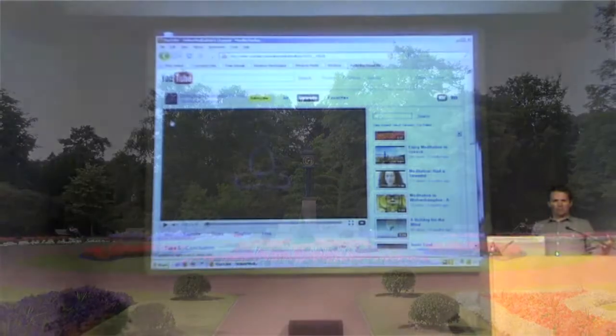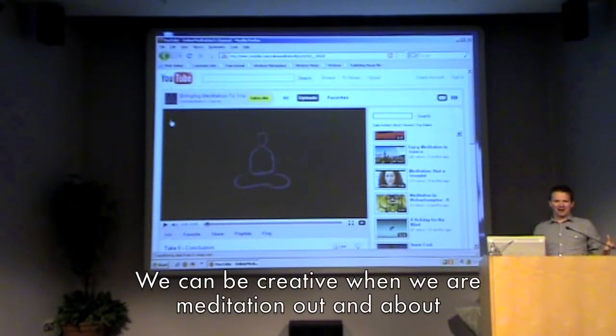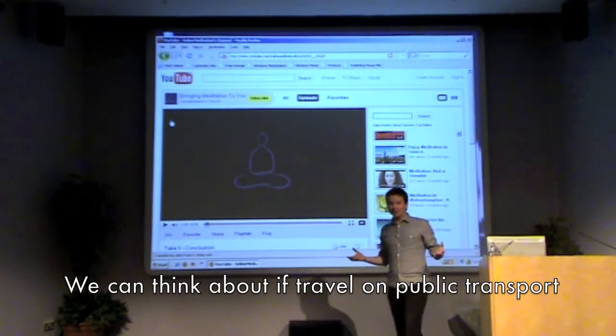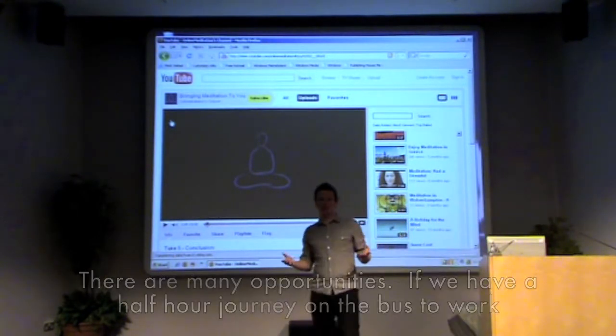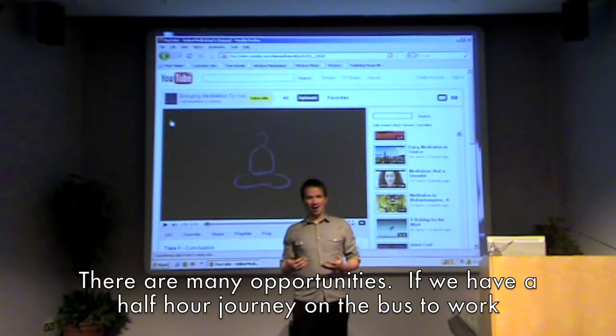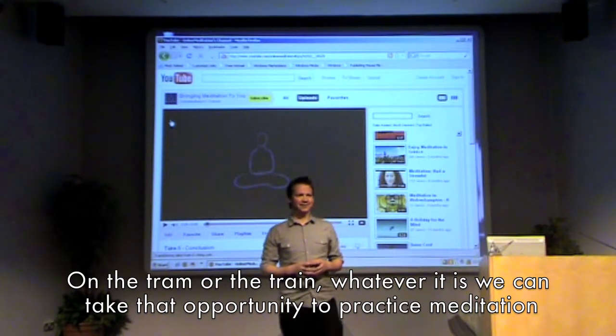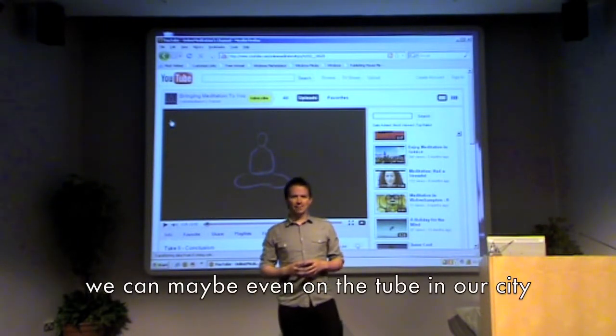Okay, so we can also create a meditation space when we're out and about. We can think about if we travel on public transport, there are many opportunities. If we have a half-hour journey on the bus to work, on the tram, on the train, whatever it is, we can take that opportunity to practice meditation, maybe even on the tube in our city.